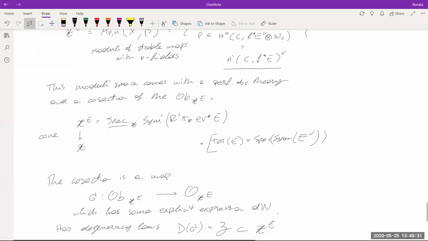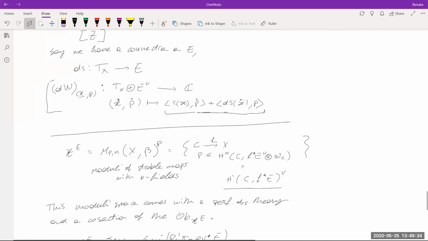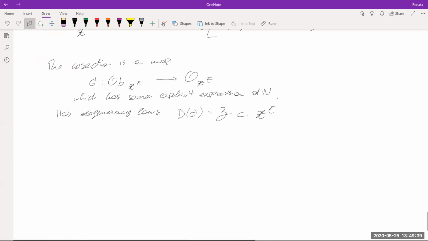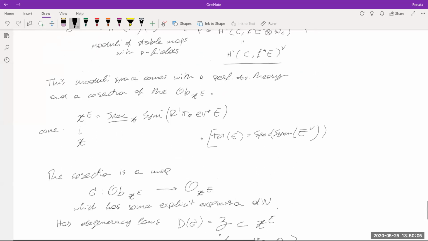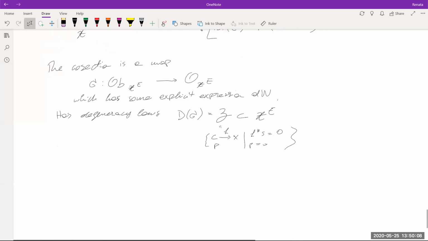Basically, the degeneracy locus is this, where Z inside of XE is viewed as stable maps to X with a P field, but we require the map to factor through Z, so the pullback of s is 0 and P is 0. This is how it's included, and this is how one sees that the degeneracy locus of this is stable maps to Z.